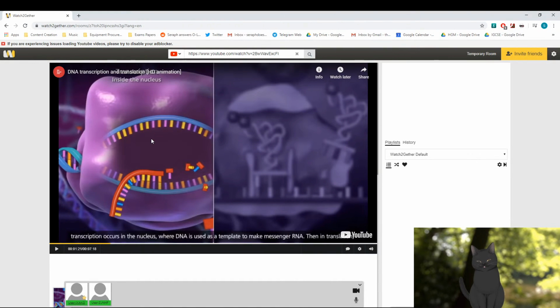Messenger literally means that these are the words of the boss. We have to send it to the factory. So DNA gets transcribed into mRNA, and mRNA gets sent to the ribosome, so that the ribosome can use the mRNA to make proteins.